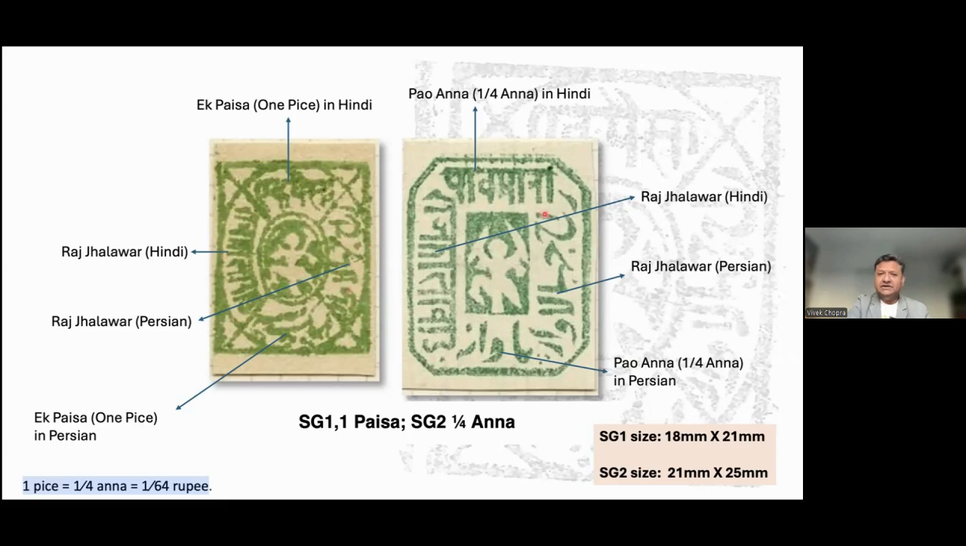For the second stamp, instead of one paisa, they wrote Pao Ana, which means 1/4 of an anna in Hindi, and then the same thing in Persian at the bottom. And then in Hindi, Raj Jhalawar on the left-hand side, and on the right-hand side, Raj Jhalawar in Persian, right? And why I'm talking in detail is because you will see that this becomes important when you try to see how the design evolved, right? The early concept designs actually differ in this placement of wordings.